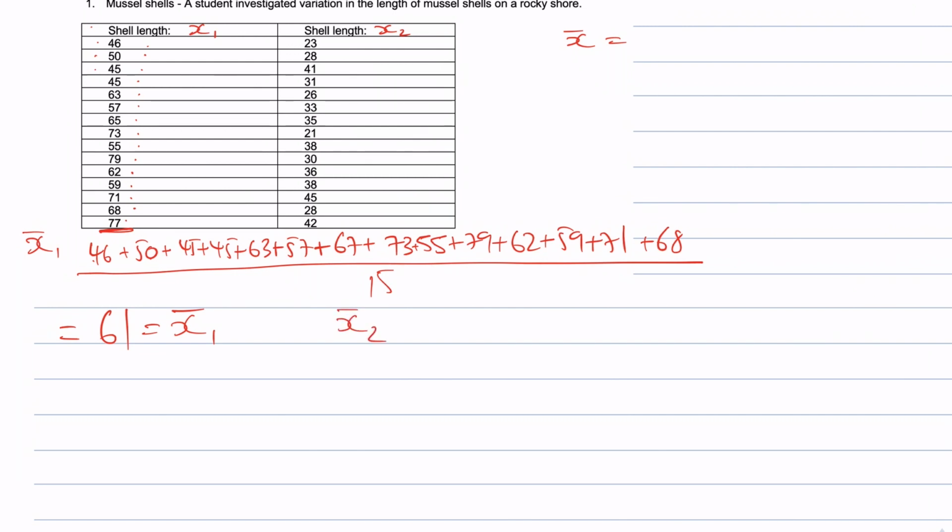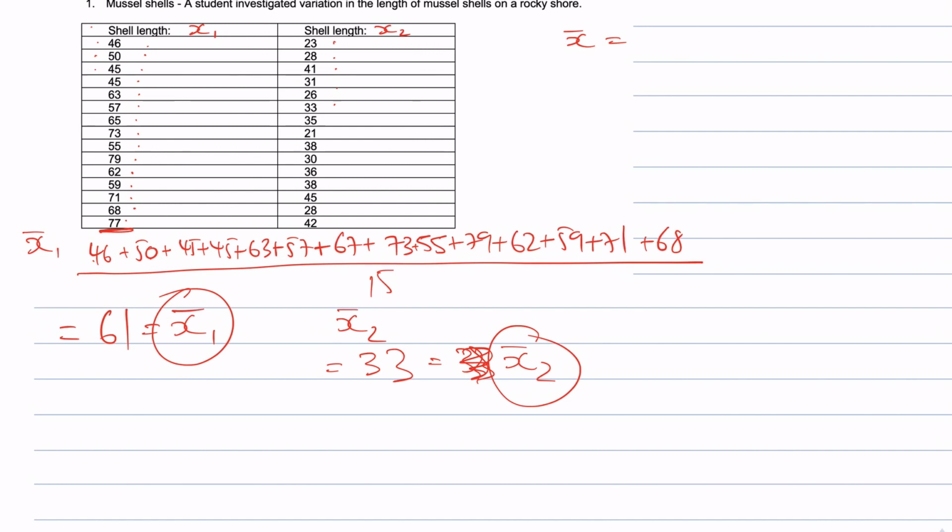X bar 2 is going to be 23 added to, so it's going to be the average of all these, equals 33. Okay, so x bar 2, according to my calculations, equals 33. So we've got our average of each of these two populations. That is step 1.